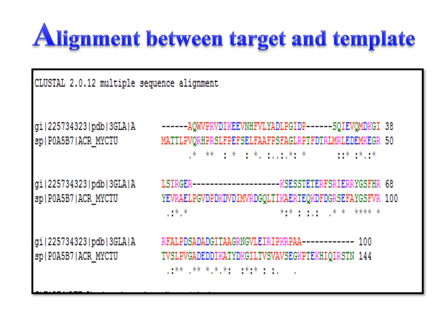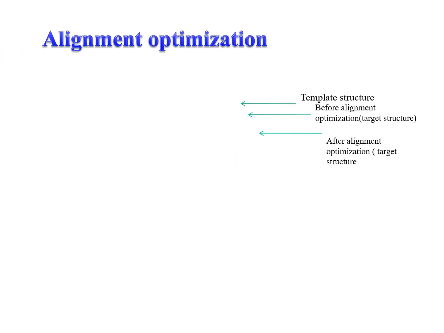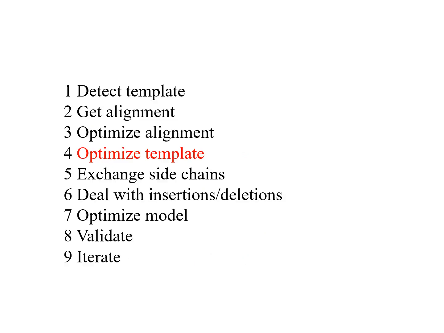Now you will be getting the alignment like this. For better target and template predictions, you are giving some gaps to the sequences. Next one, optimize the template. Optimize the template is how far it is similar to your target sequence. Alignment option: exchange side chains.